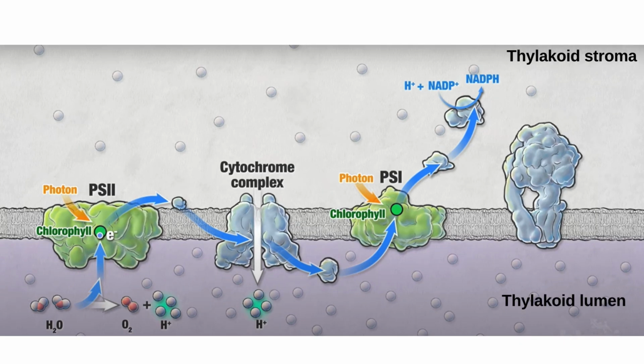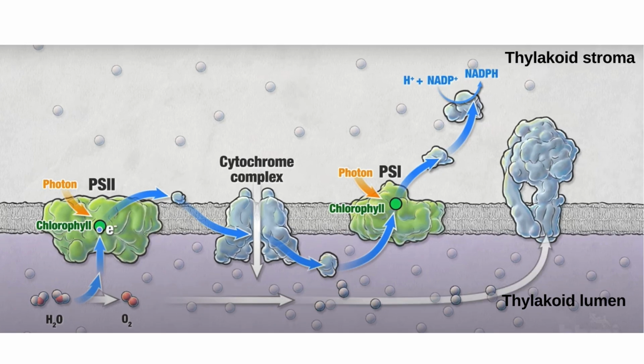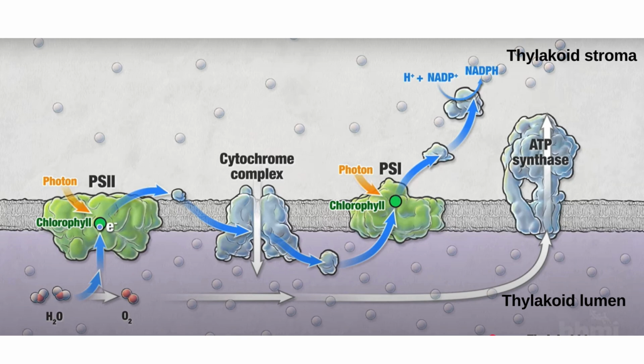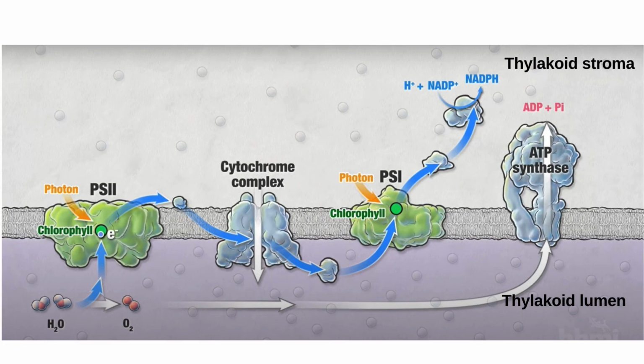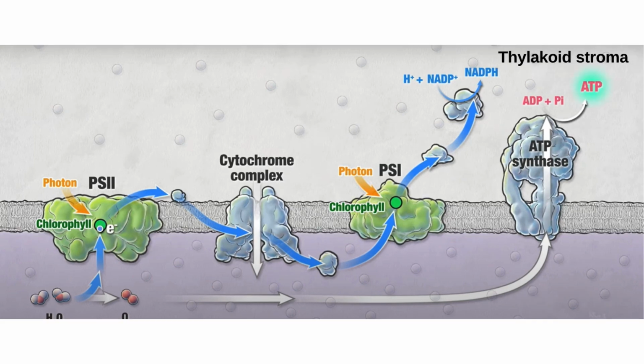Protons that accumulated in the lumen diffuse into the stroma through an enzyme called ATP synthase. ATP synthase uses the potential energy of the proton gradient to combine ADP with inorganic phosphate to form ATP. In this way, the potential energy is transformed into chemical energy stored in ATP.